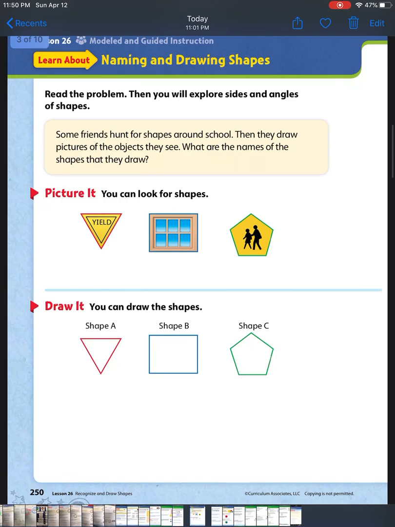Let's look at the picture. You can look for shapes. I see 3 shapes, 2 signs, and 1 window. Look at the draw it. You can draw the shapes. When we draw shapes, we can make them any way that we want, and they don't have to look perfect. Drawing doesn't have to be perfect. But we see shape A, shape B, and shape C. Let's go to the next page.